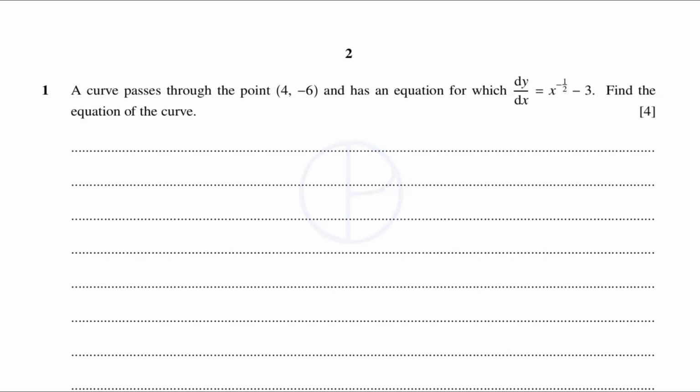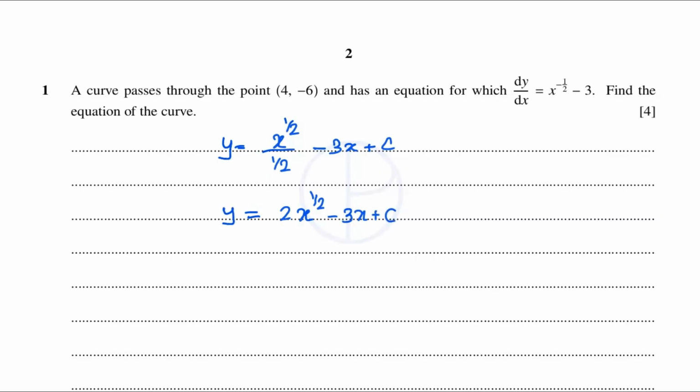So to find the equation of the curve, we need to integrate the given dy by dx function. So when we integrate, we get y is equal to x power minus 1 over 2 becomes x power minus 1 over 2 plus 1, which is positive 1 over 2, divided by 1 over 2, minus 3x plus c. This can be written as 2 times x power 1 over 2 minus 3x plus c.